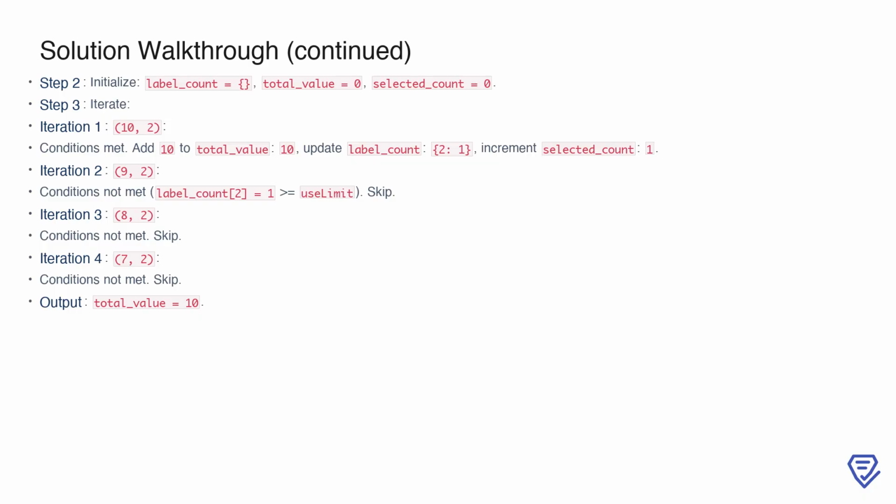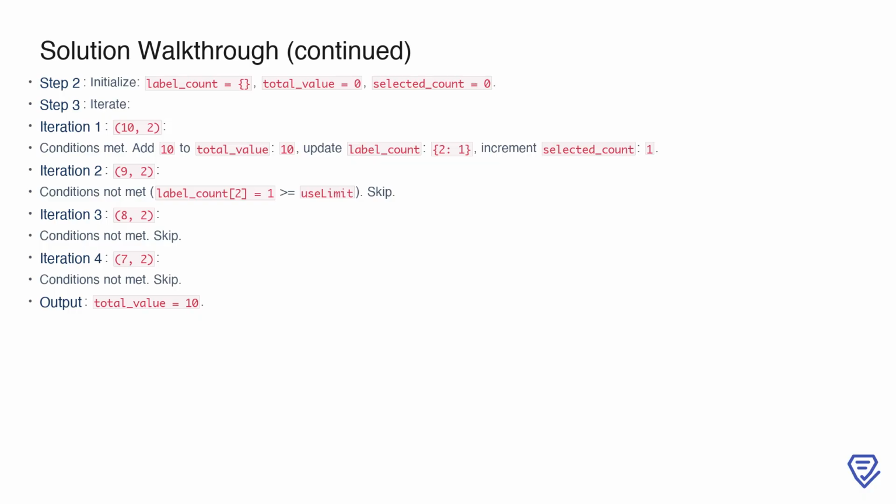Pairing and sorting the values with labels gives us the ordered list, paired equals (10, 2), (9, 2), (8, 2), (7, 2). We initialize label_count as an empty dictionary, total_value as 0, and selected_count as 0. Starting with the first pair, (10, 2), the conditions are met since selected_count is less than number wanted and label_count for label 2 is less than the use limit of 1. We add 10 to total_value, update label_count to {2: 1}, and increment selected_count to 1.